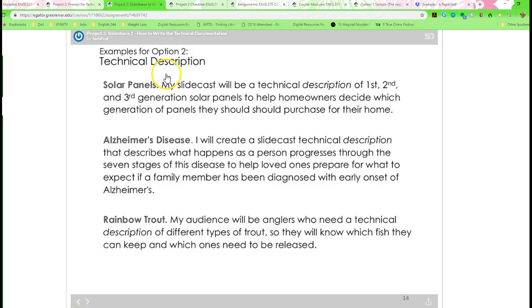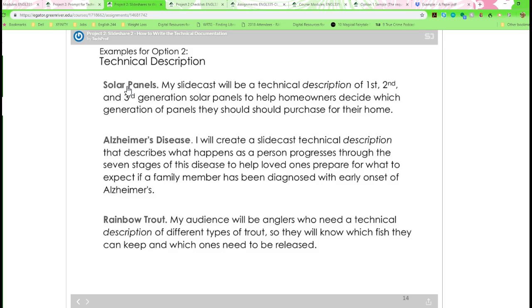Technical descriptions. So, example 1, solar panels. My slide cast will be a technical description of first, second, and third generation solar panels to help homeowners, lay audience, they're not experts in solar panels, decide which generation of panels they should purchase for their home. That's very helpful.